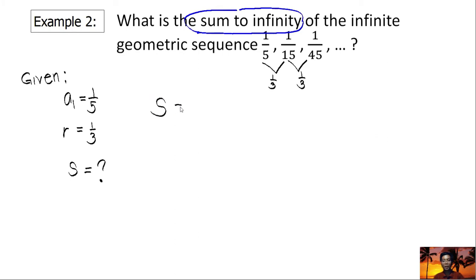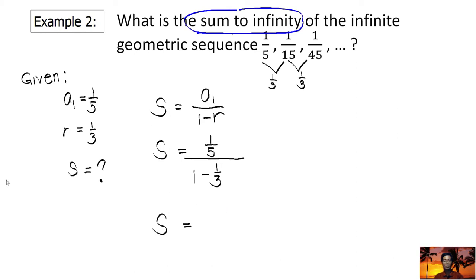Sum to infinity is equal to a sub 1 all over 1 minus r. So, let's substitute. So, s equals, ang a sub 1 po natin ay 1/5. So, magiging 1/5 all over 1 minus, yung r po natin ay 1/3. Ayan. So, naging complex fraction na naman po siya. Okay, so subtract po muna natin yung nasa bandang ilalim. Okay, so paano po natin siya isusubtract? Ito po. What is 1 minus 1/3? Dahil ang denominator po natin ay 3, so i-change po natin si 1 into 3 over 3. O, ganun lang po kadali.